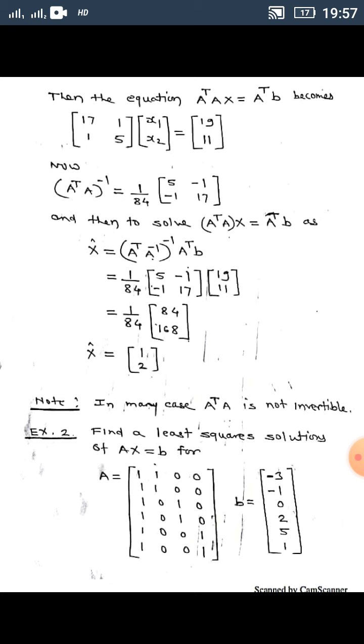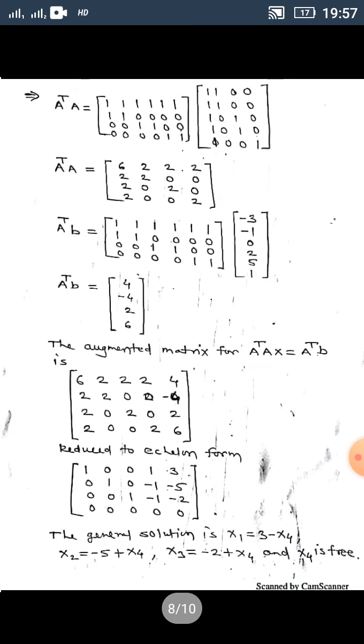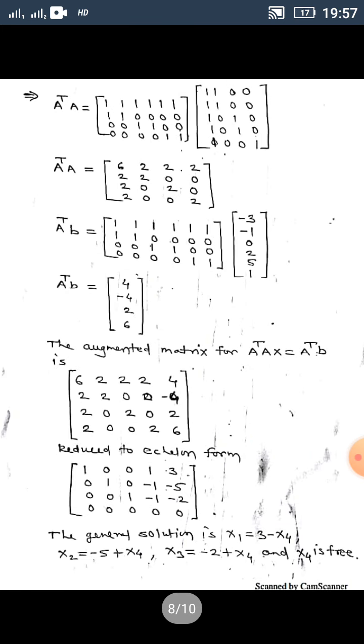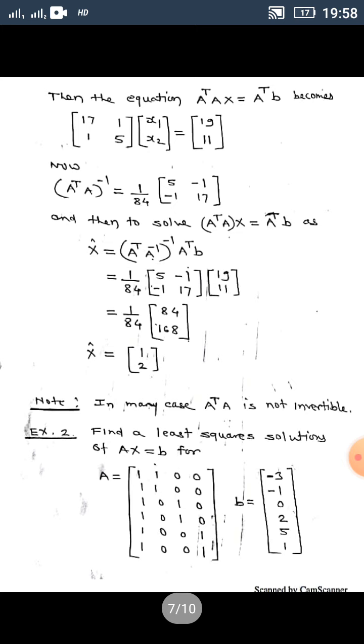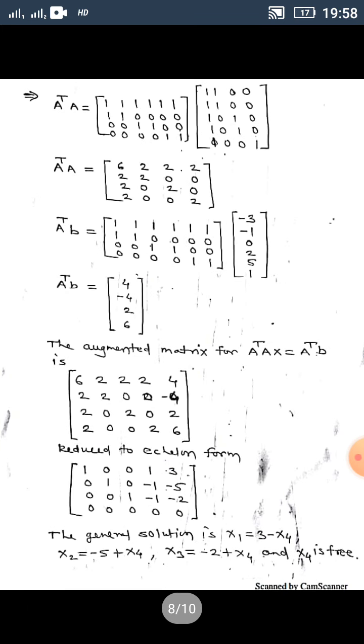Find the least square solutions of Ax equal to B, for A given as 1 1 0 0, 1 1 0 0, 1 0 1 0, 1 0 1 0, 1 0 0 1, 1 0 0 1, and B is minus 3, minus 1, 0, 2, 5, 1. Next, first we calculate A transpose A. Now we convert rows to the columns.